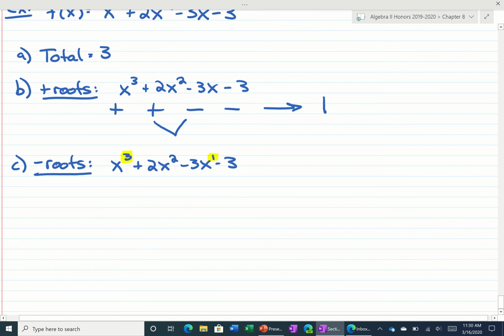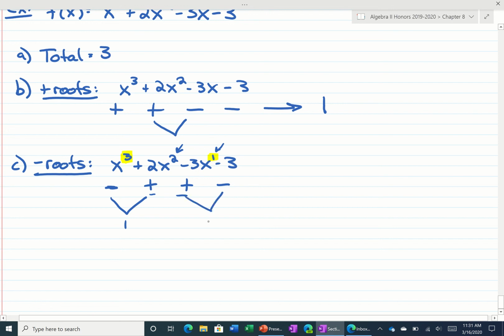But we're going to change those signs. So instead of being positive x to the third, we're going to pretend like it's negative. This is an even power, so we leave this sign the same. Because this term is an odd power, we're going to make that a positive. And then negative 3 is really negative 3x to the 0, so we leave that alone. Bad mood, good mood is a change. Good mood, doesn't change.